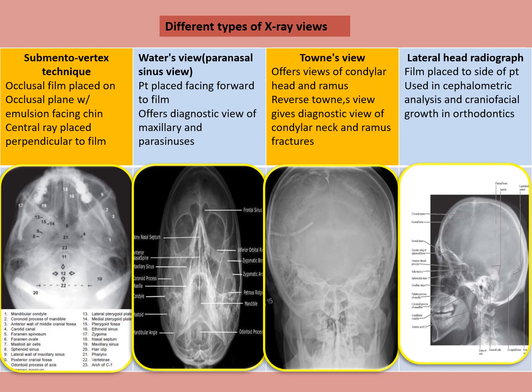The third view is the Towne's view, where the central ray is directed 30 degrees superior from the Frankfurt plane with the film behind the patient's head. It offers a view of the condylar head and the ramus. And then you have the reverse Towne's view too. It's also for the condylar neck and fractures. And then the last one here we have the lateral head radiograph. The film is placed to the side of the patient's head while the central ray is placed on the opposite side and directed perpendicular. We know the lateral cephalometric radiographs are used mainly in orthodontics to analyze the craniofacial growth.